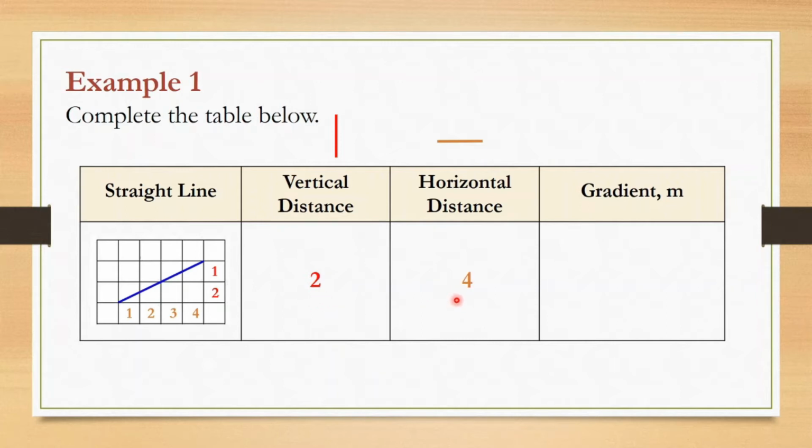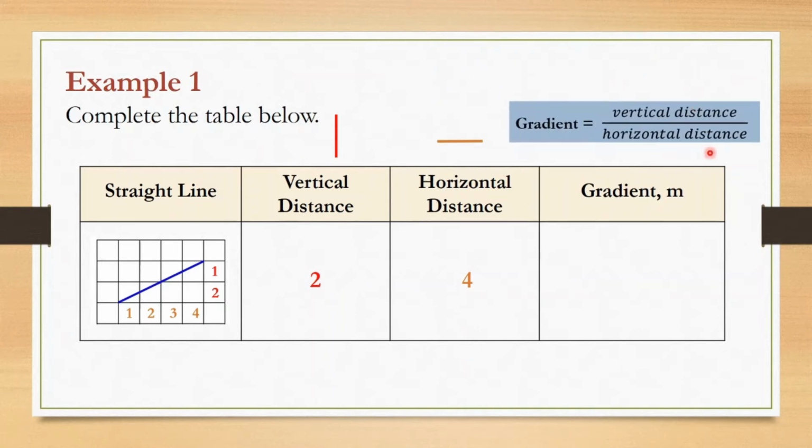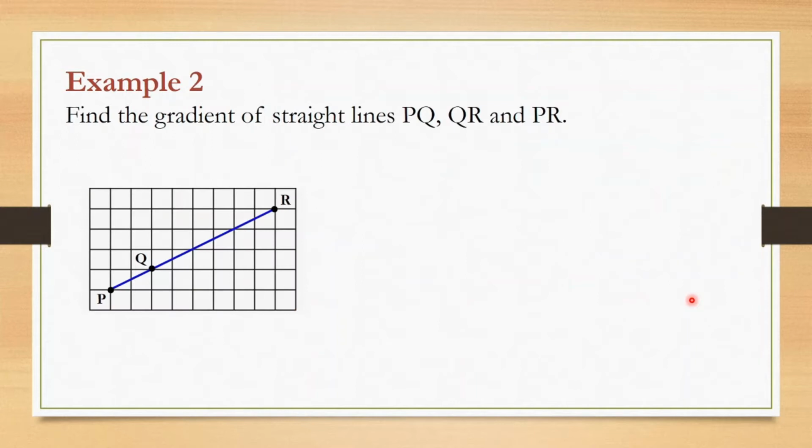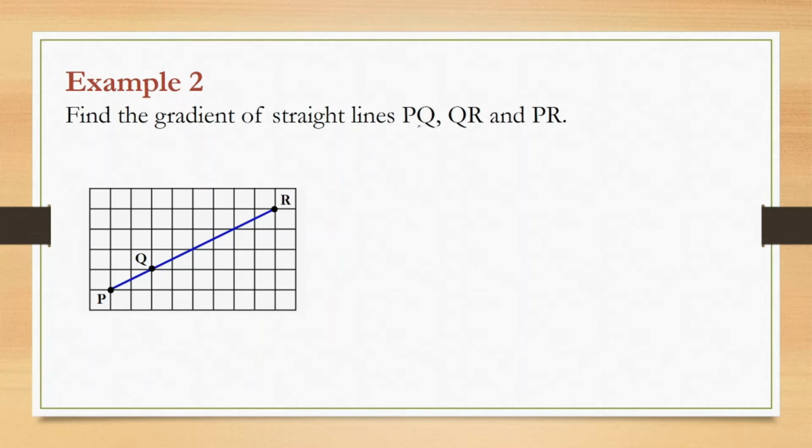So again, the formula for gradients will be vertical distance divided by horizontal distance. So 2 divided by 4, and you can simplify into 1 over 2. Very easy, right? Now, have a look at example 2. Find the gradient of straight line PQ, QR, and PR. So there are 3 parts here. We do it one by one.